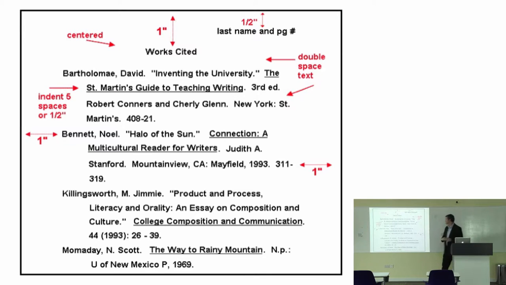New York, that's where it's published. St. Martin's is the press. And then 408 to 21? The page numbers of the article in the book. Good. Okay. One more time.